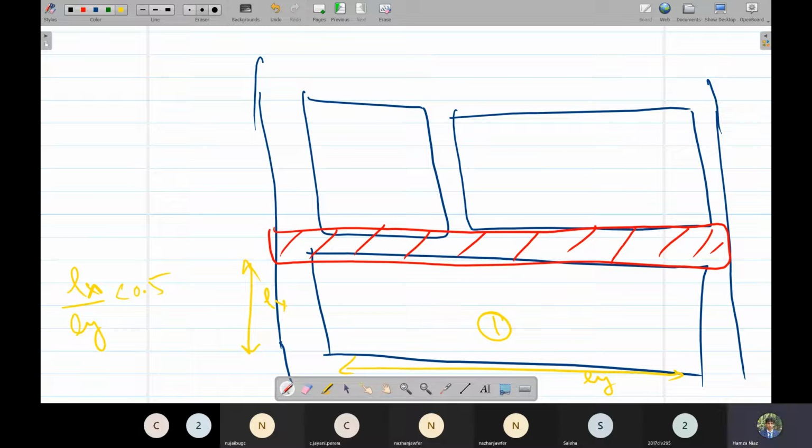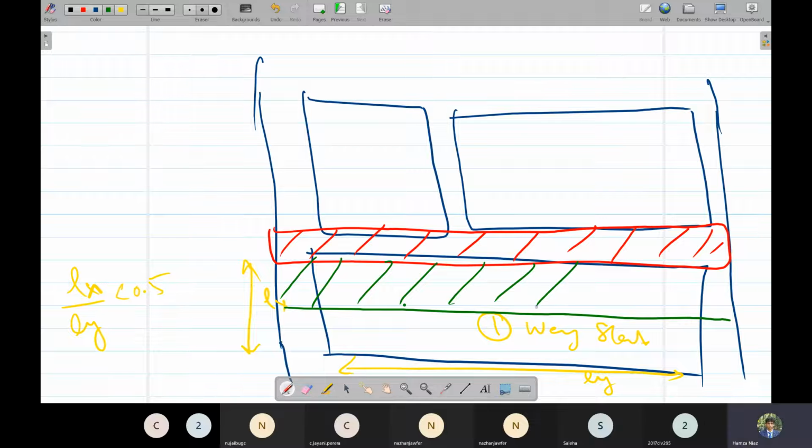You can clearly see that its Lx and Ly ratio is less than 0.5. So it is a one-way slab. For a one-way slab, we know that we can simply divide the load into two parts. So this half of the load would be transferred to the beam here.